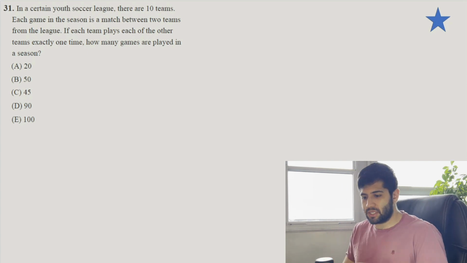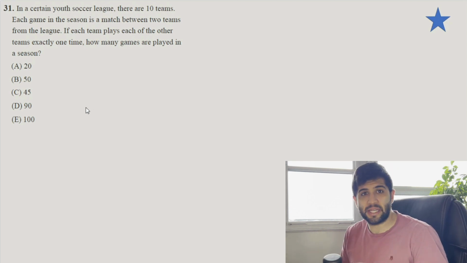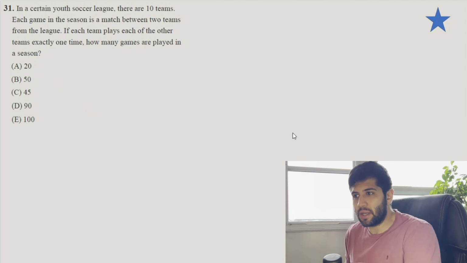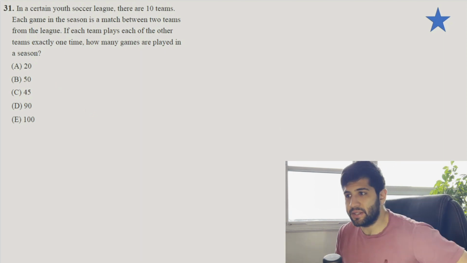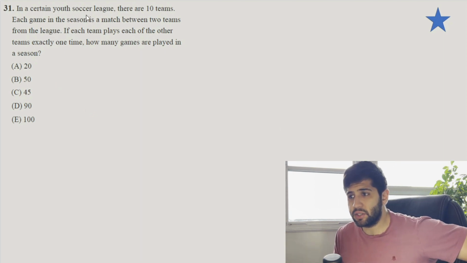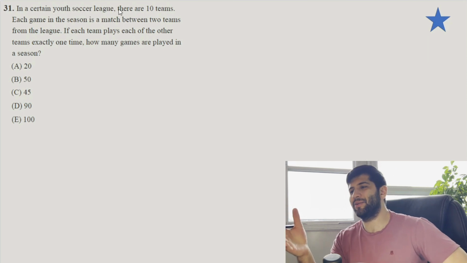I'm going to present my screen here. And as you can see, we first need to understand what is required. So let's read this exercise together. In a certain youth soccer league, so it starts already here.